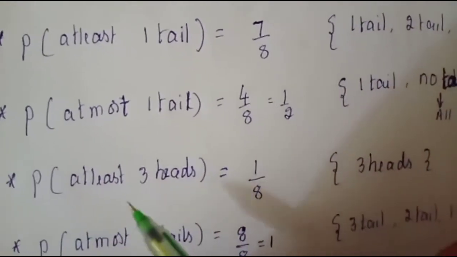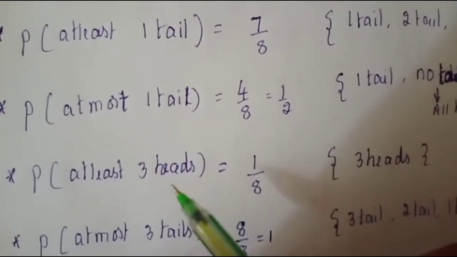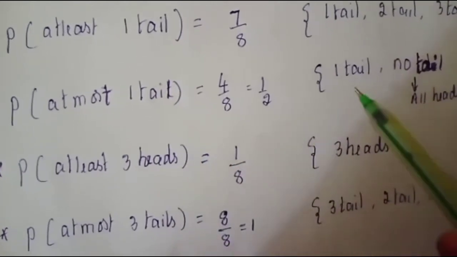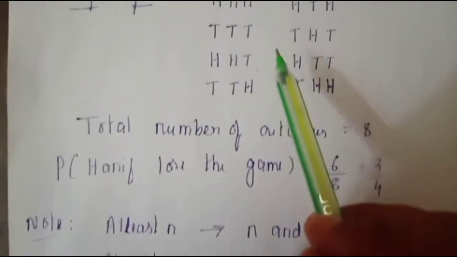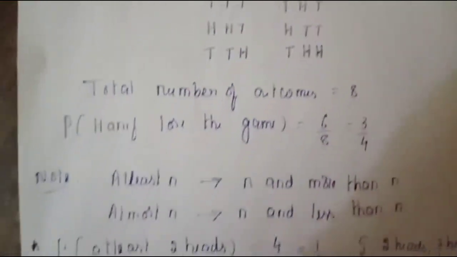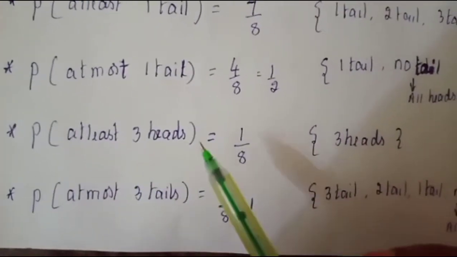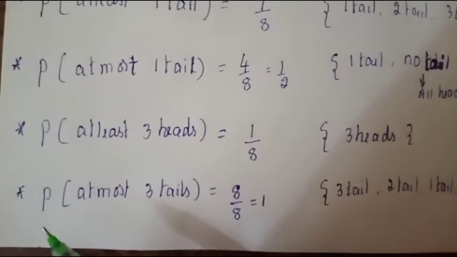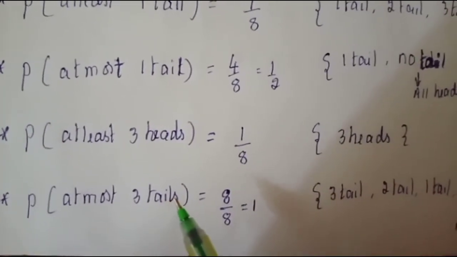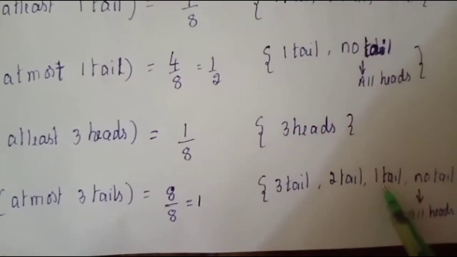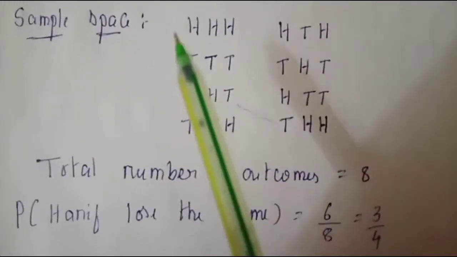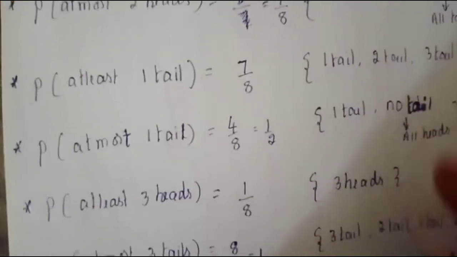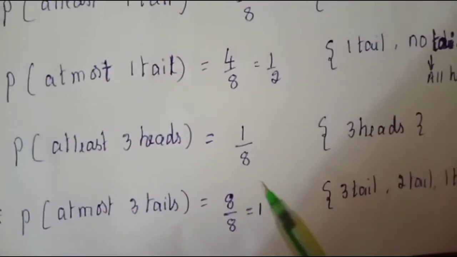Next, probability of at least 3 heads. So what is the meaning of at least 3 heads? 3 heads, and more heads I can't take because the maximum is 3. So I have to take 3 heads. That is only one outcome you will get, that is H, H, H. So probability of at least 3 heads is 1 by 8. Next, probability of at most 3 tails. That is 3 tails, 2 tails, 1 tail. No tail means what? All heads. So if you concentrate, all 8 possibilities will come up. That is, probability of at most 3 tails is 8 by 8, that is 1. So all these are very, very important.